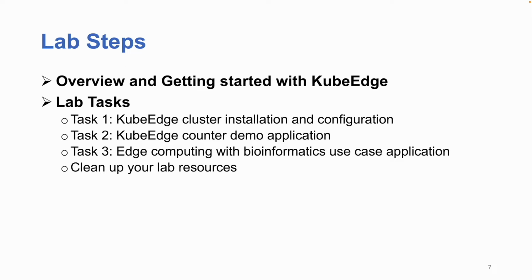After you are familiar with KubeEdge, you can go ahead and execute the main tasks of this lab. We organize the contents into 3 main tasks. The first one is the KubeEdge cluster installation and configuration. In this task, you will bring up several AWS EC2 instances and install a KubeEdge cluster on them. Once you configure the KubeEdge cluster, you will go to the second task, the KubeEdge counter demo application. In this task, you will download and install one of KubeEdge's counter applications, with a controller in the cloud node and the counter application running on the edge node.